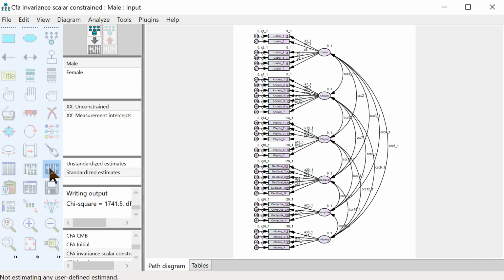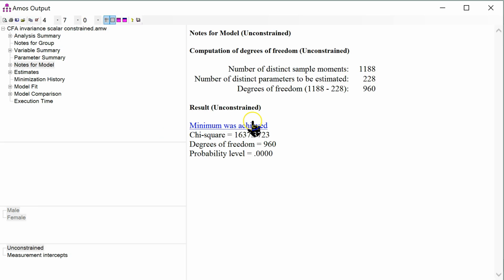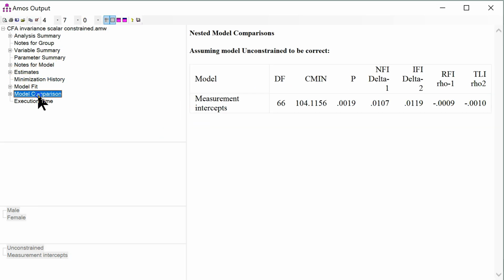And it runs. And go look at the output. Go look at model comparison. And if you look at the p-value here, unfortunately, we are not invariant. We do not have structural invariance. That's a bummer. So what does that mean? That means we are going to have trouble making claims on multi-group effects in our causal model later on.